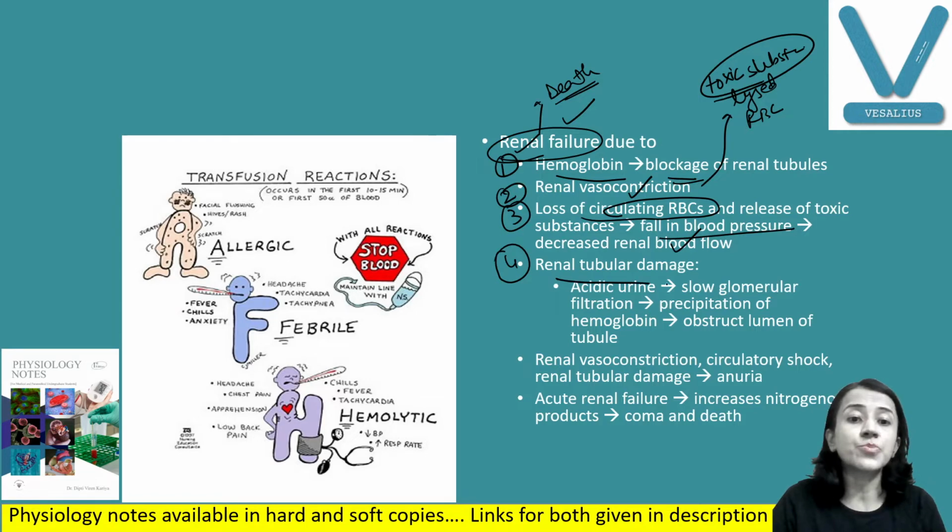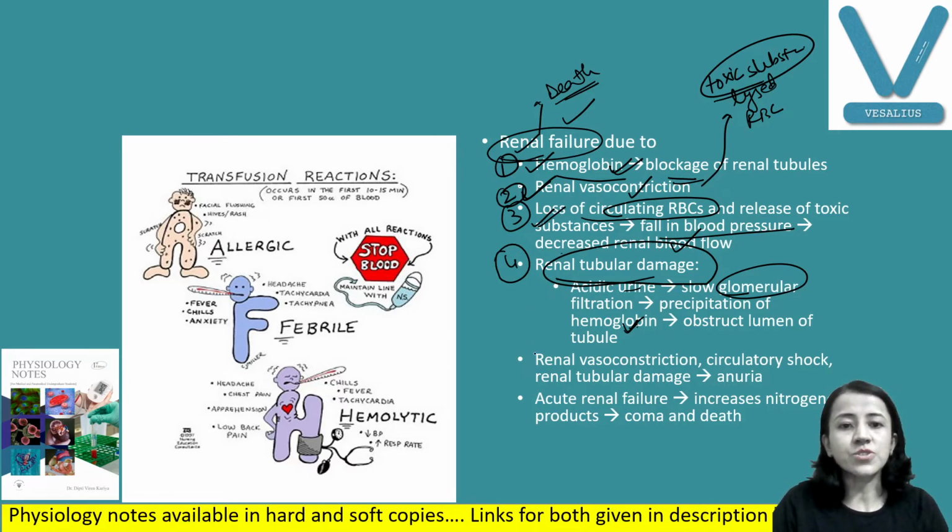Next is renal tubular damage. What is the cause of renal tubular damage? Because the urine is acidic, and the filtration, GFR, is also less, what happens in this acidic urine? Hemoglobin gets precipitated, and this hemoglobin, as we have discussed, blocks the renal tubules. So that results in acute renal failure. So which are the commonest causes? One is renal vasoconstriction, second is hemoglobin that blocks, and third is circulatory failure, decreased blood flow, that is known as circulatory shock.